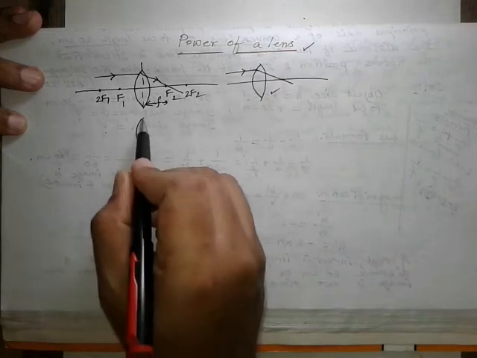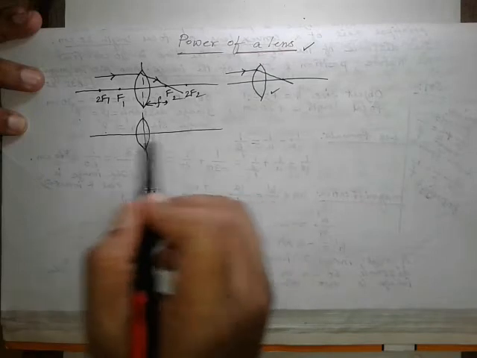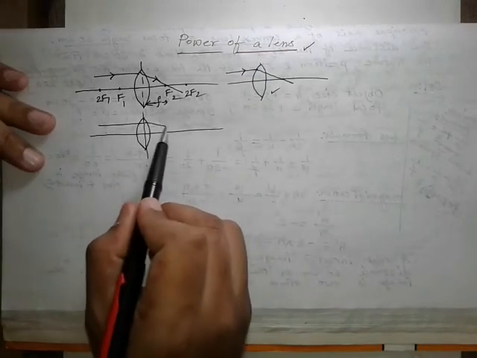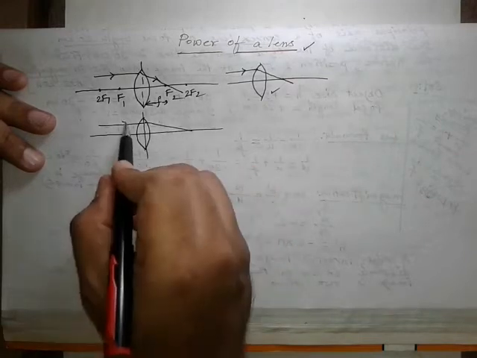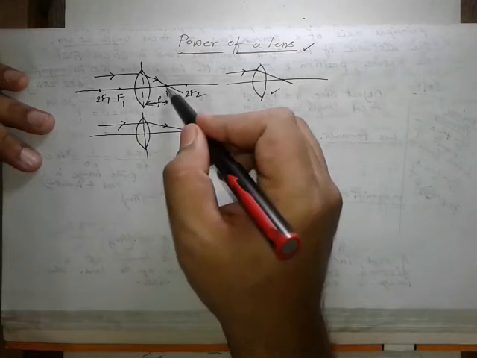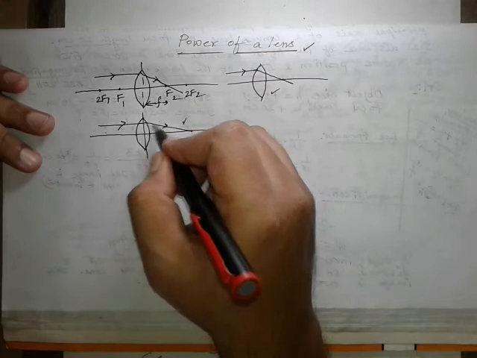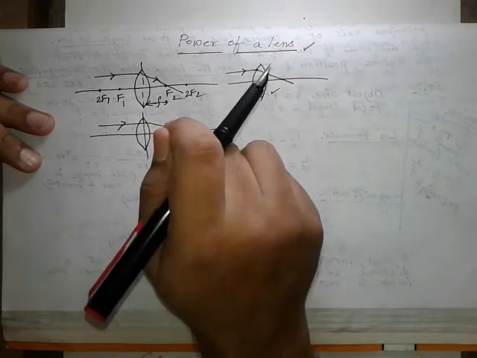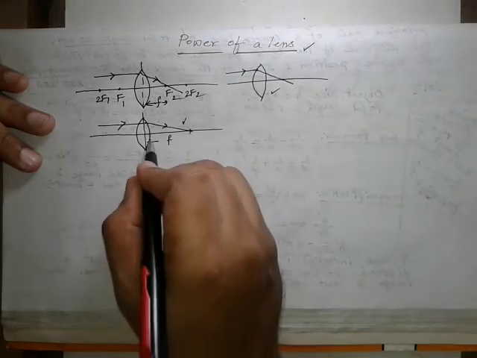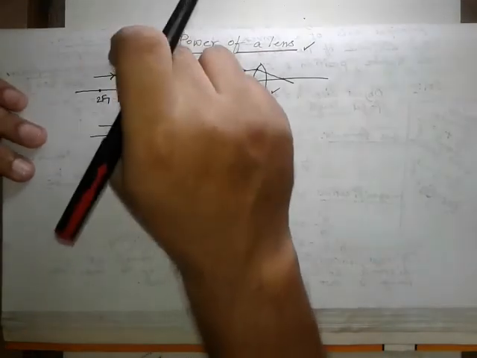So suppose this is a normal lens, and this one is the principal axis. A parallel beam of light is going here, and it is bending here. See from these two pictures, in which case the light is bending more earlier. In this case, light is taking too much time to bend, so it is traveling so much distance. Here is the principal axis, and that is the focal point. So that is why the power of this lens is less than the power of this lens.